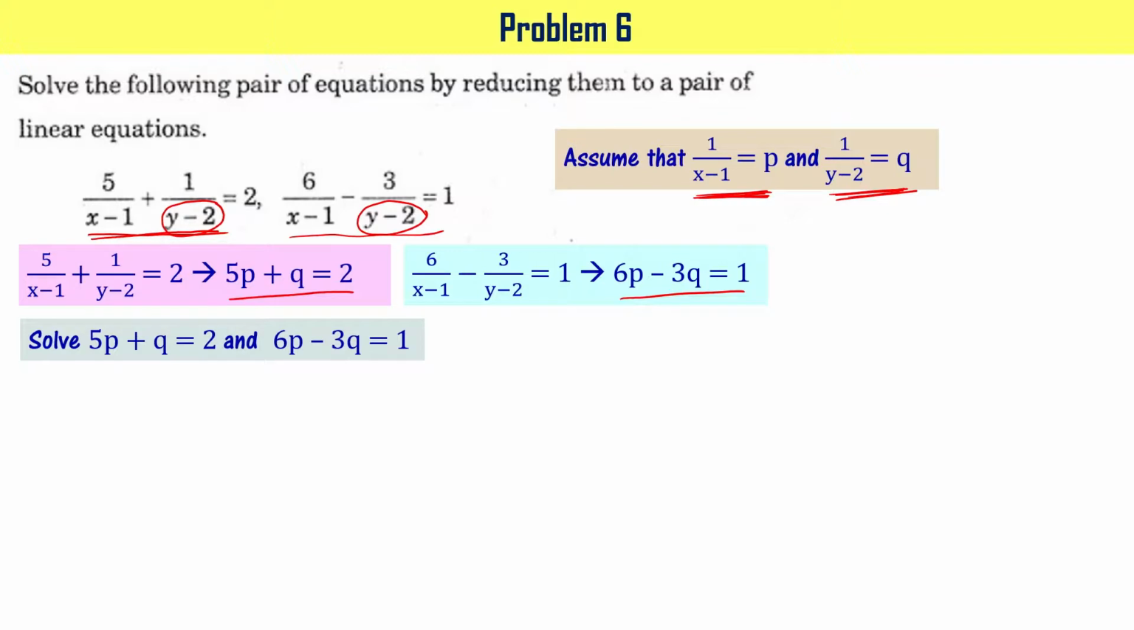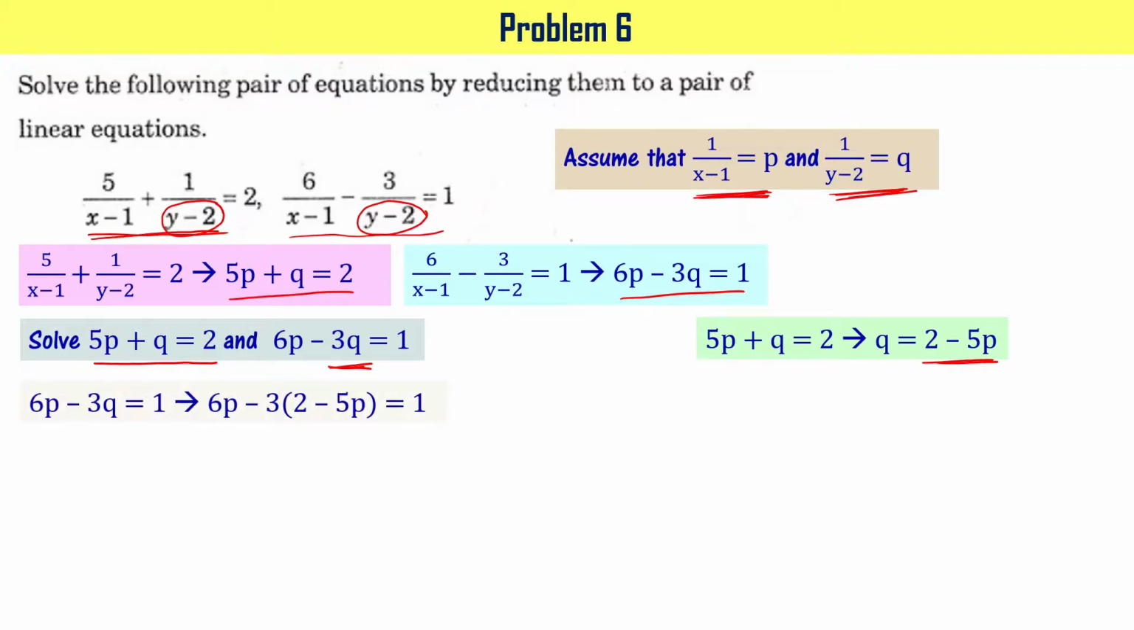As you see here, this particular equation 5p plus q equal to 2, right? That can be rearranged and written as q equal to 2 minus 5p, right? It means I can substitute q into the second equation in the second term, such that the whole equation will be in the form of p now. Let's do that. 6p minus 3 times (2 minus 5p), that is q, equal to 1.